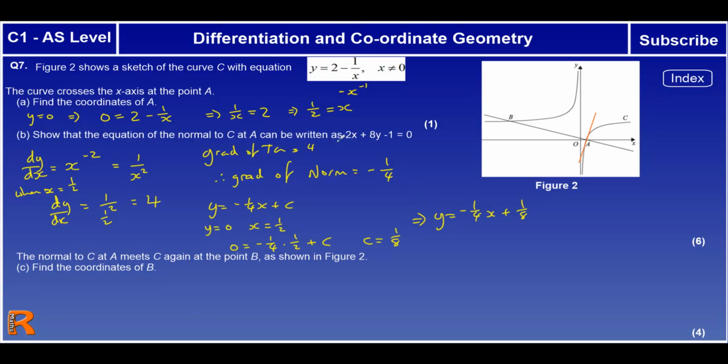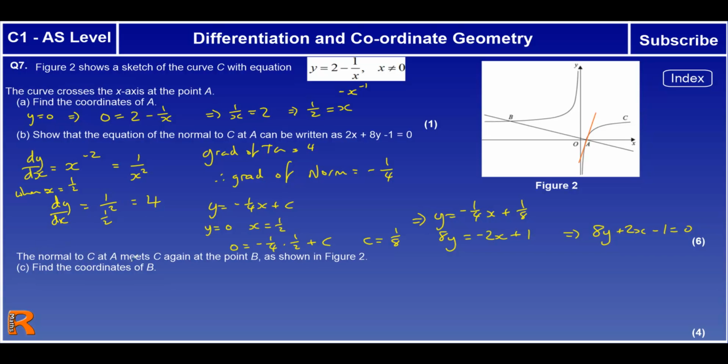Okay, now we want it in this form, so we need to multiply through by the 8. So we times everything by 8: y times 8 is 8y, minus a quarter times 8 is minus 2x, and that's plus 1. Then we need to put it all on the same side. So that gives us 8y plus 2x minus 1 equals 0. It does want it that way around, but it's the same thing, so I'm going to leave it like that.